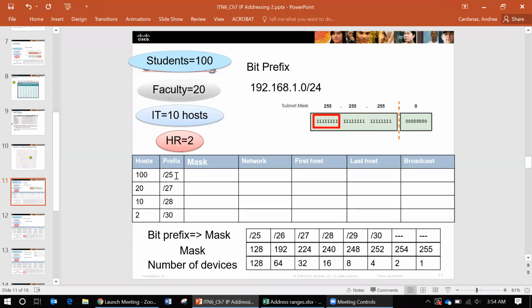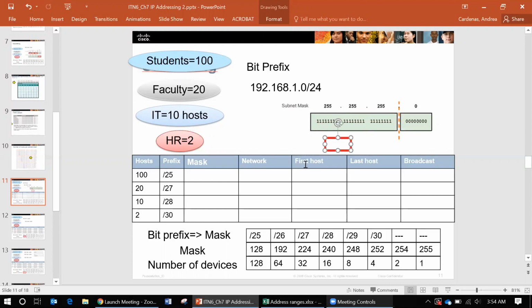Okay, so now that we know what the bit prefix is, remember the bit prefix tells you what the mask is. So we look on the row for mask. Now we're using a /25, so we're going to use 128. But what does that mean? Do we just put 128 here? No, we want to put the full mask. So remember that we have all ones, and all ones is a /24. And then we have all zeros at the end.